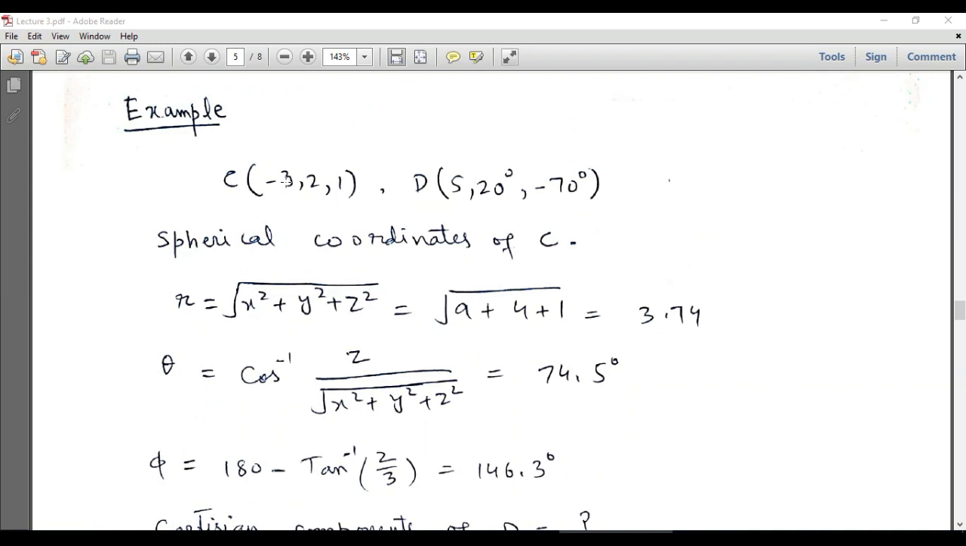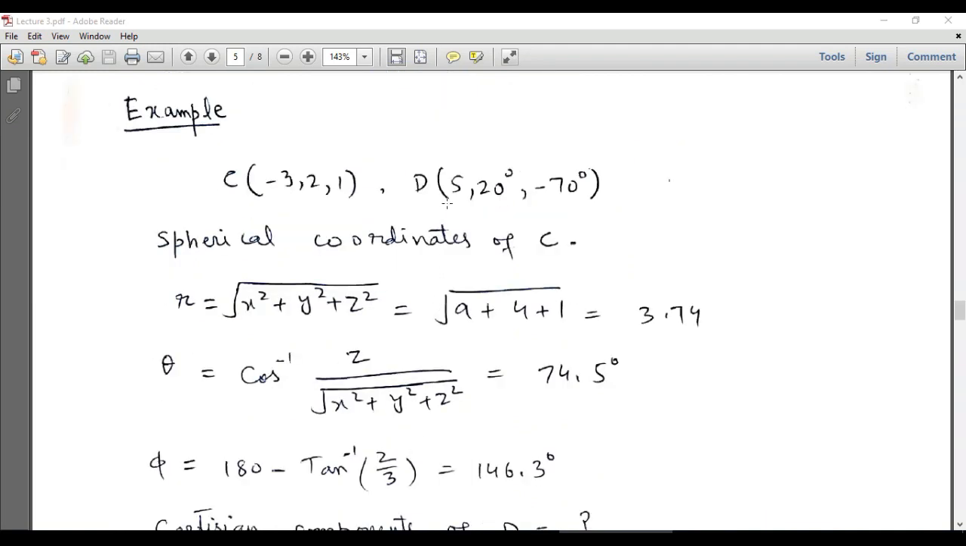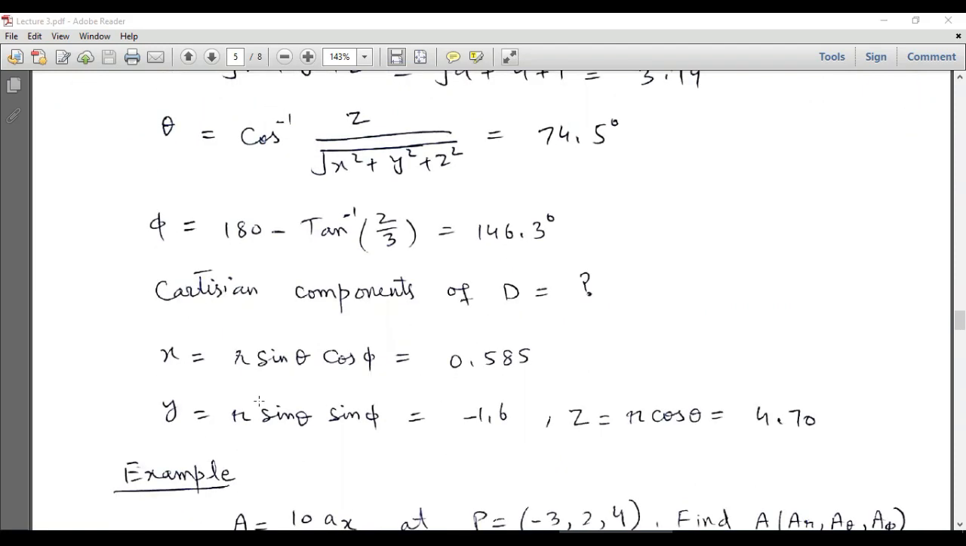Since this point is lying in the second quadrant, phi will be equal to pi minus tangent inverse y over x. Similarly, we can calculate the Cartesian components of this point, and x, y, and z can be calculated using the same expressions which we have just discussed. So x is equal to this, y is equal to this, and z is equal to this.